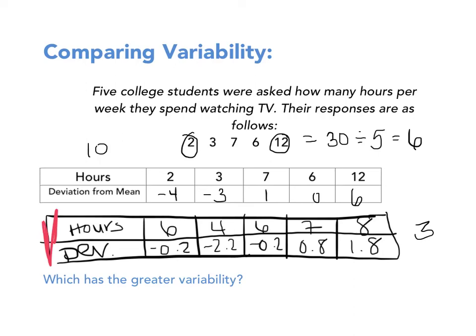So I'm going to say that the college students have the greater variability because if you look at their deviations, they're much more scattered than these deviations. If we were to plot this data, it would not be a consistent data set. This one would be much more symmetrical, and this one would be much more skewed. So take that into account as well: skewed data sets usually have greater variability as well.